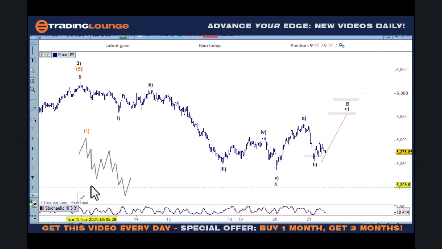But because we've got 5 waves down here for this first leg, and the cash market has got only 3 waves down and then an ABC pattern, that would mean it's unlikely that that would be any type of wave 1 up there. It would have to be some type of wave 3.